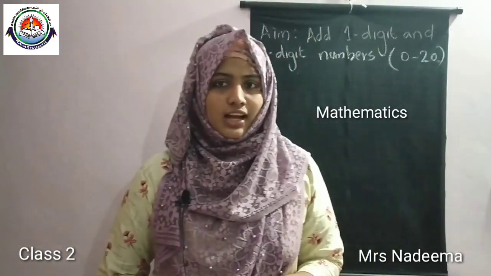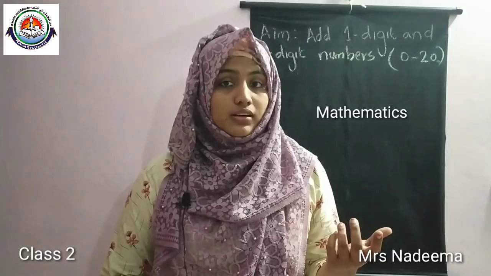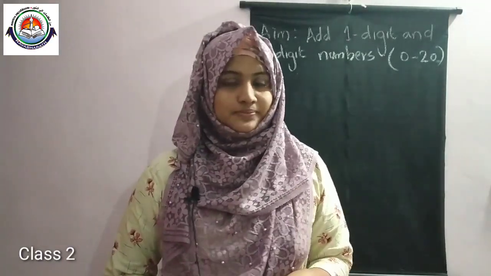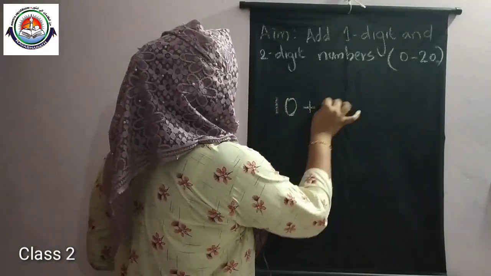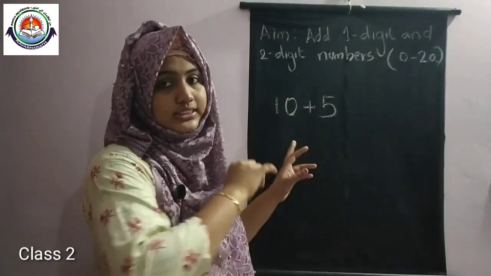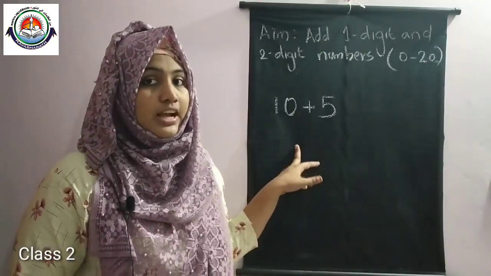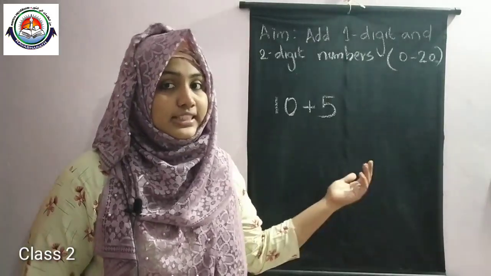What we studied in last class? Adding 1 digits to the number 10. Okay, so we can do some examples. 10 plus 5. What is 10 plus 5? How we can find the sum? We can draw place value blocks and we will find the sum.